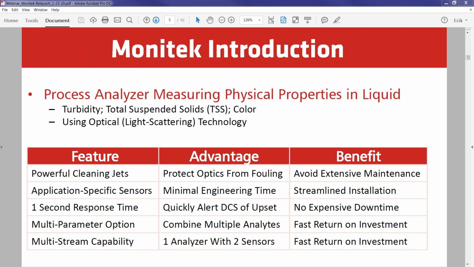One-second response time. Again, this makes it easy to do online control and monitoring in the application. Multi-parameter option: you can combine multiple analytes such as color and turbidity into a single sensor, which gives you a fast return on investment. You're not looking at two cells, you're looking at a single cell doing multiple measurements. And the last one is that the analyzer has the ability to have two sensors with a single analyzer. Even if you're buying one analyzer and the sensors are close to each other, you can reduce your total capital investment by having a single analyzer and two sensors there.